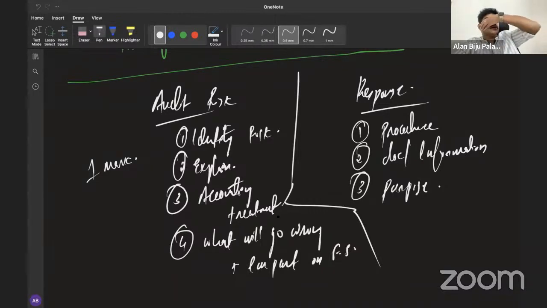Now tell me, what were the things to be included with the audit risk? What all are the things that have to be included within the audit risk? First of all, you need to identify the risk, explain it, then state the accounting treatment, then what will go wrong or the impact on the FS. And when stating the response, what will you state? State the procedure, state the document or information, state the purpose. Is that clear? Okay. And always keep this one in mind.